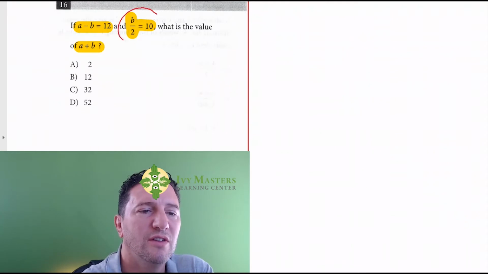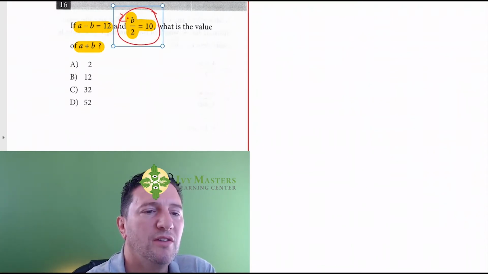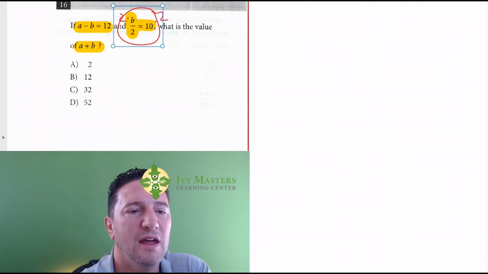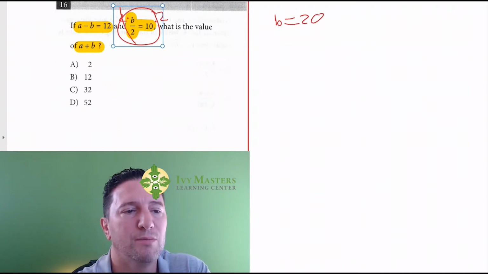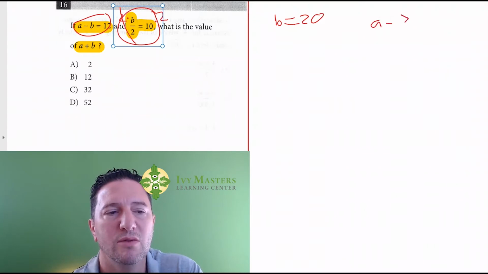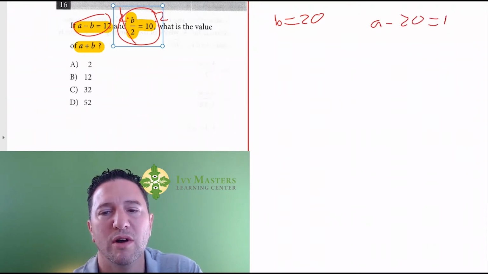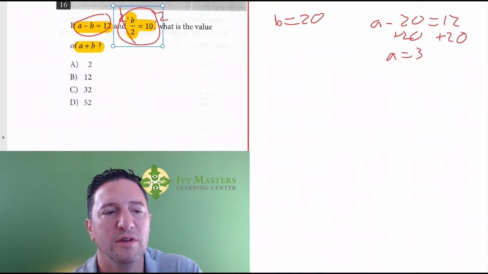Well, if you notice this equation, you've only got one variable. So if I multiply both sides by 2, the 2's cancel on the left, and I get that b equals 20. So if b equals 20, I could plug it into a minus b equals 12, and I get a minus 20 equals 12. And then you add 20 to both sides, and you get a equals 32.